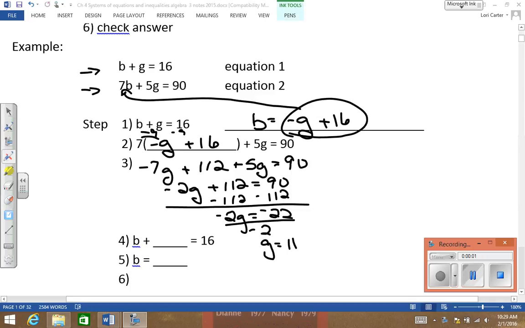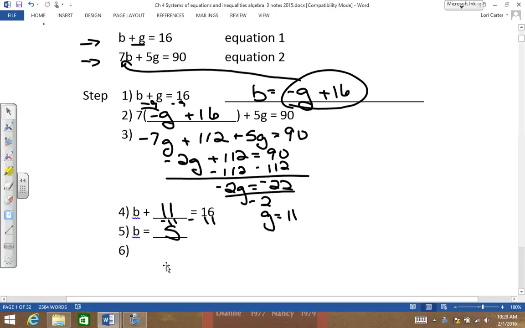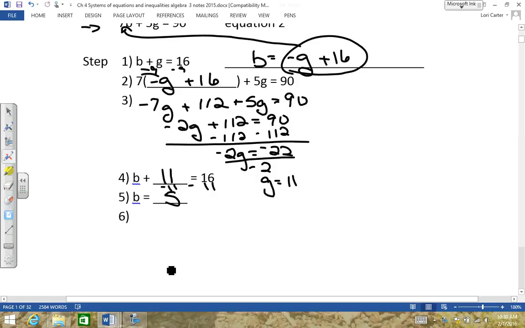So you can plug it into the first or second one. I chose the first one just because it's easier and no other reason. So I plug B plus, I plug the 11 in for G. Subtract your 11. Now B equals 5. So my answer is, when you have to write a point and it's not x comma y, it always goes alphabetical. So when you look at B and G, B is before G, so it's B comma G.